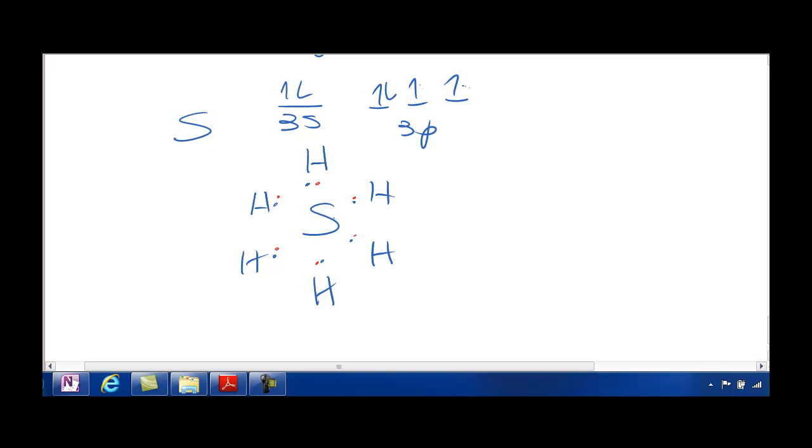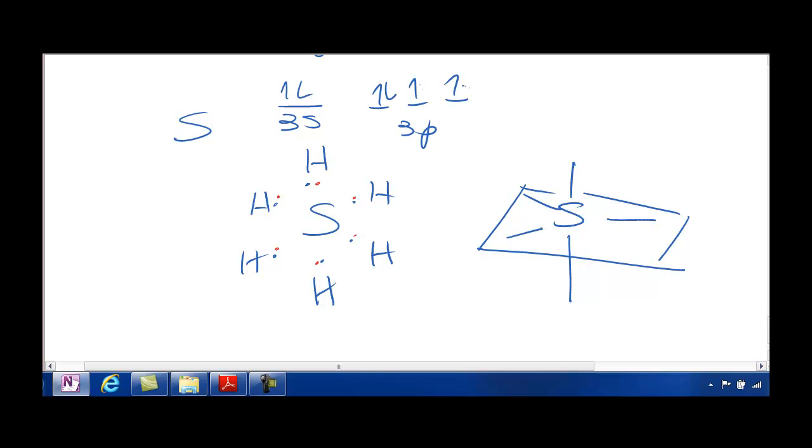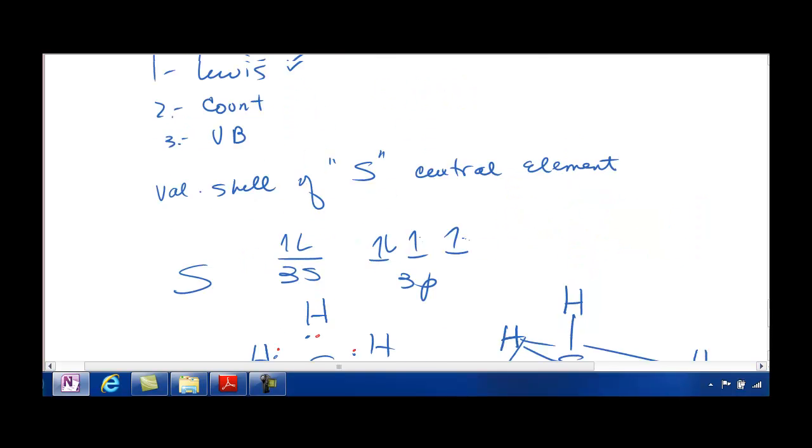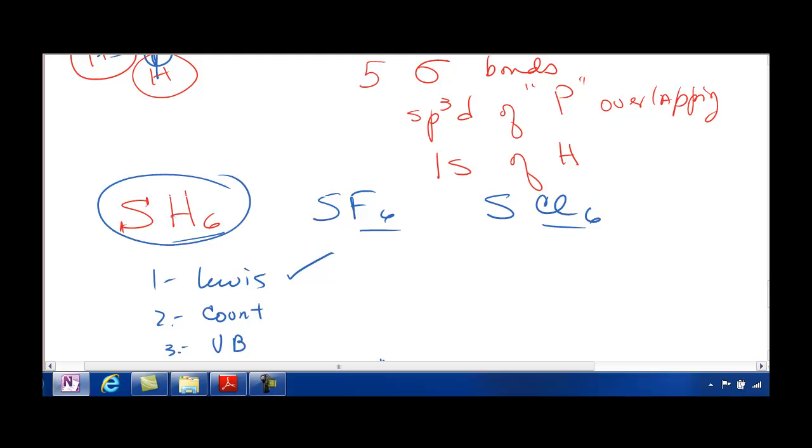And then when I did Lewis, I say, okay, I have a bond up, a bond down, and then on the plane, I have 4 more bonds. And I'm going to have my fluorines at each end, or my chlorines, or my hydrogens. I just put hydrogens for simplicity. They didn't need to be hydrogens. So I have a total of 6 bonds in SH6. Okay, so I'm doing this for homework, do these other guys. Same thing.